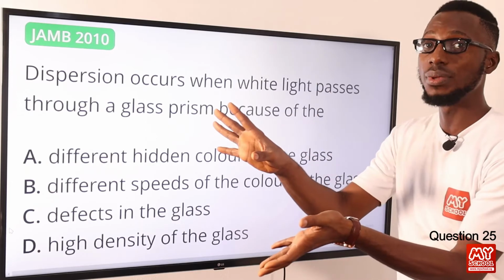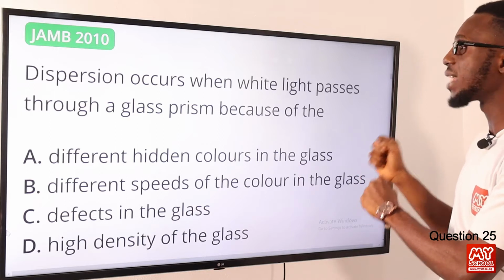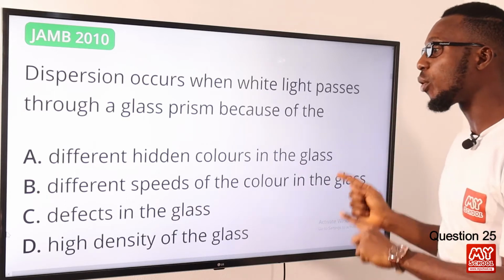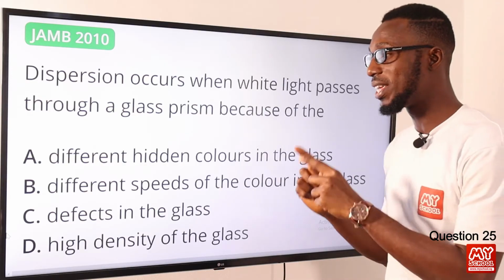So I can put it this way based on the options provided, that dispersion occurs when white light passes through a glass prism because of the different speeds of the color components in the glass. So option B is the correct option.